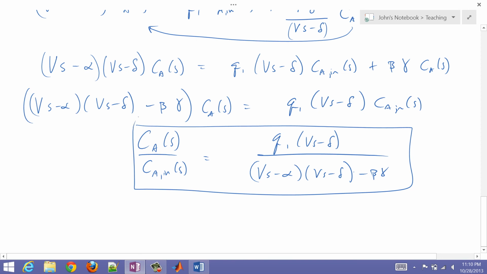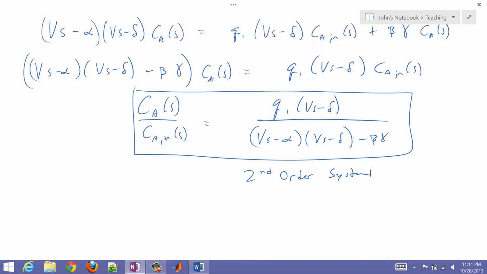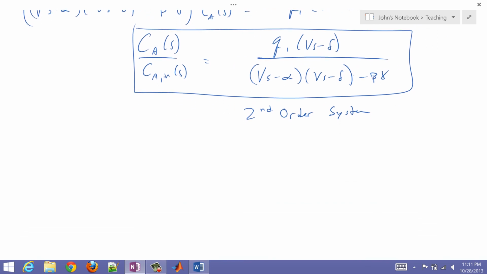And so what type of system is this? If I multiply it out, I'll see that I have an S squared on this term, so it's going to be a second order system for this transfer function. Depending on the constants that I have, it could be an underdamped, overdamped, or critically damped system. I also see that I have a zero up here as well, so I could create some overshoot or inverse response depending on what I have for the constants and reaction rate expressions. So that concludes this problem.